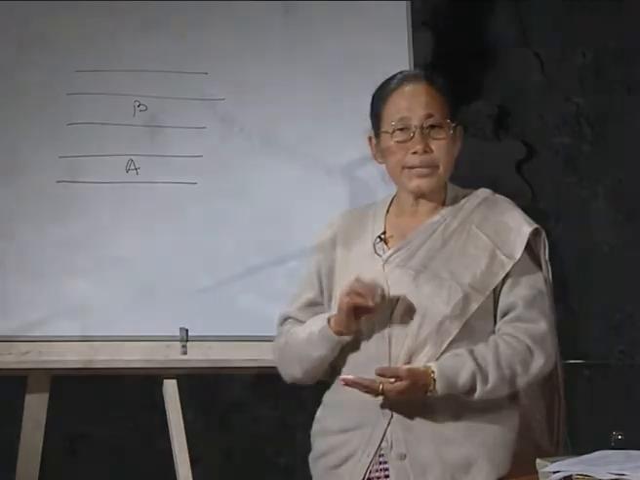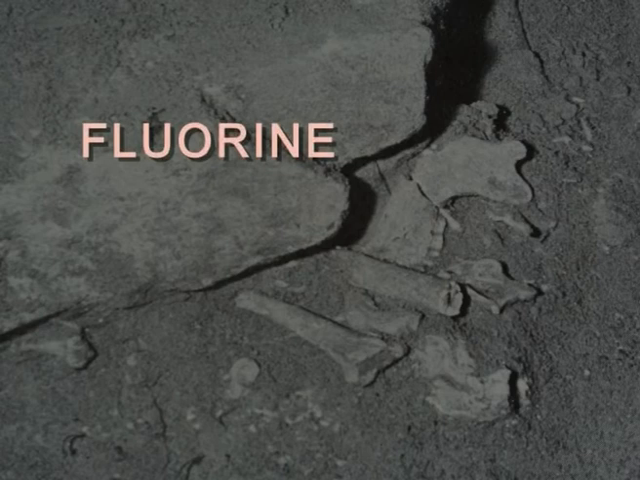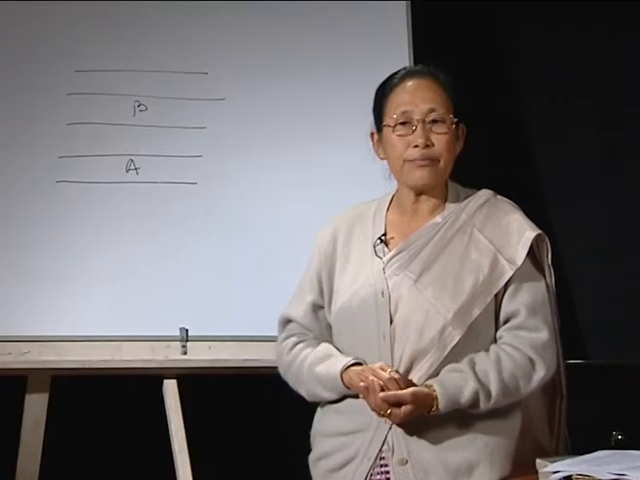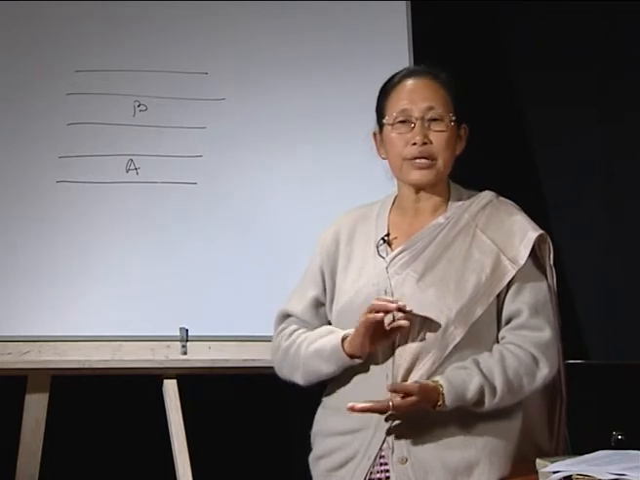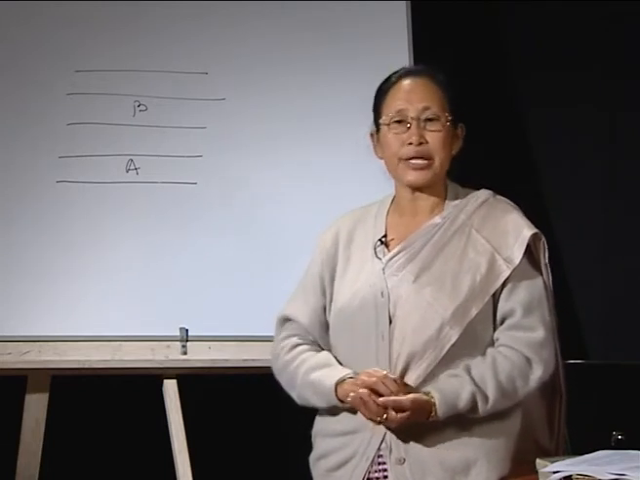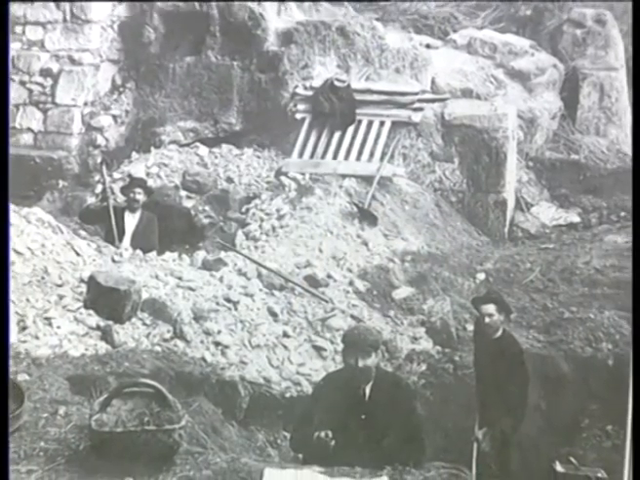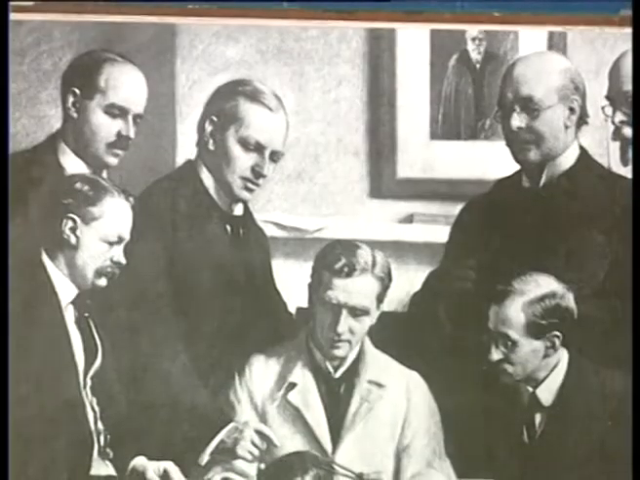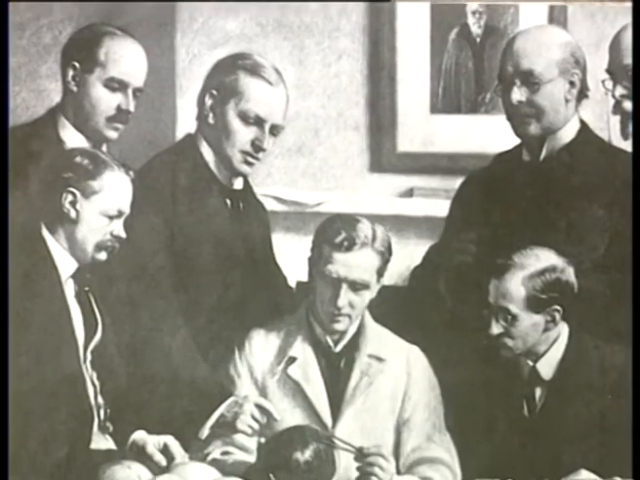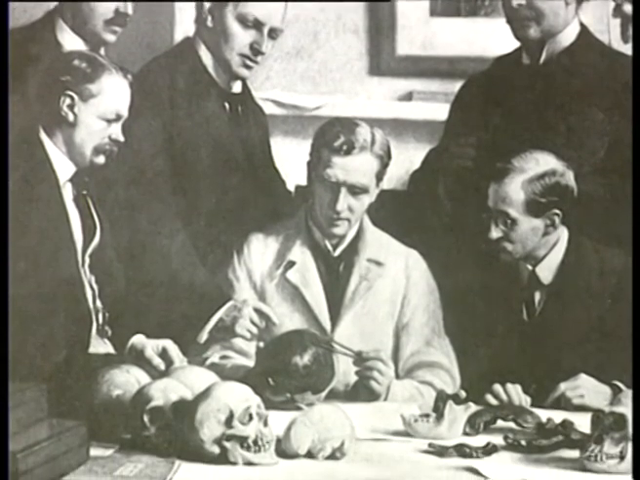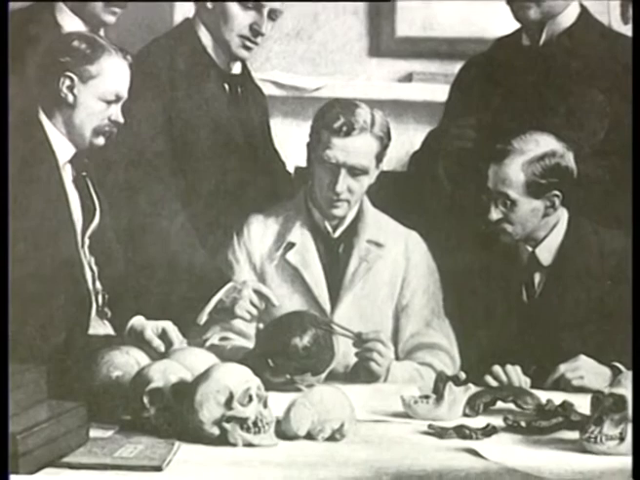But the methods like fluorine, uranium and nitrogen analysis have been found quite suitable for the relative dating of bone materials within a particular site. For example, it played a major role in exposing the famous Piltdown forgery by demonstrating that the jaw of alleged early specimen of man was of modern age.